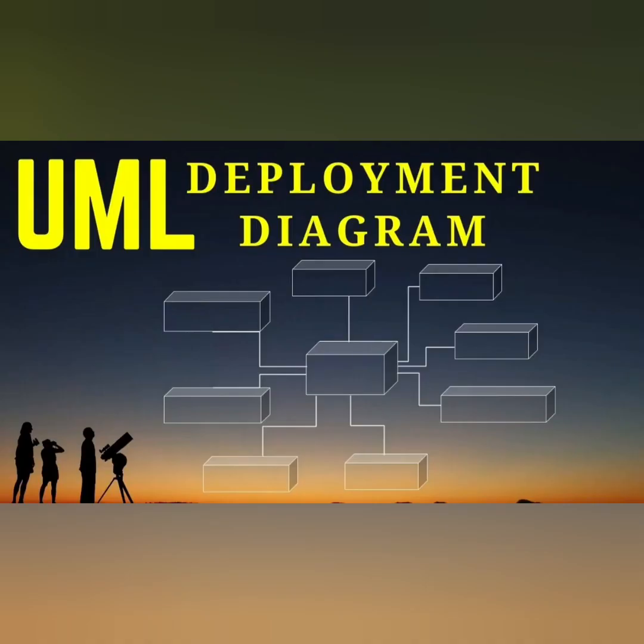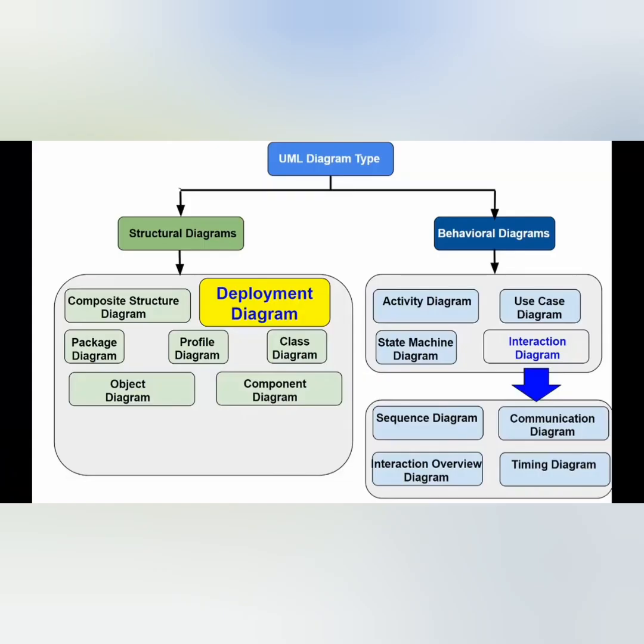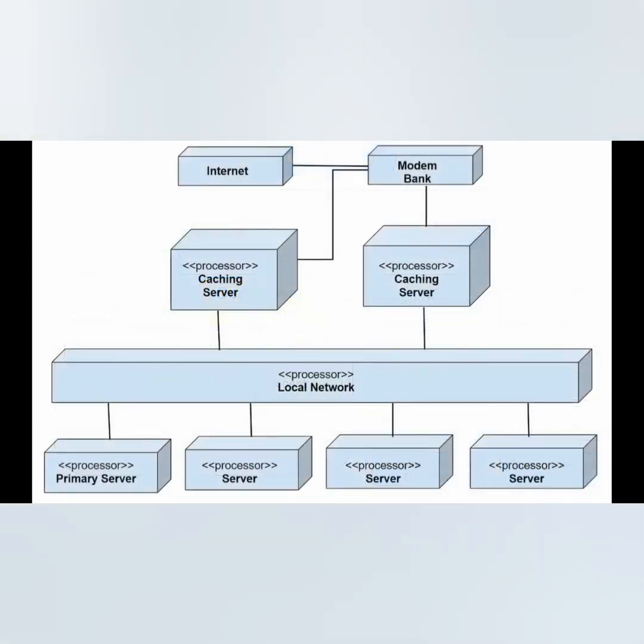UML deployment diagram illustrates the configuration of runtime processing nodes and the components that live on them. A deployment diagram is a kind of structural diagram used in modeling the physical aspects of an object-oriented system. They're often used to model a static representation of a system deployment, for example, the topology of the hardware.